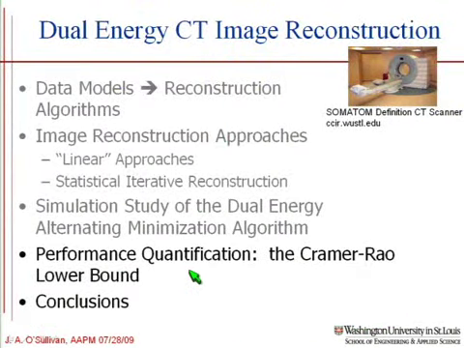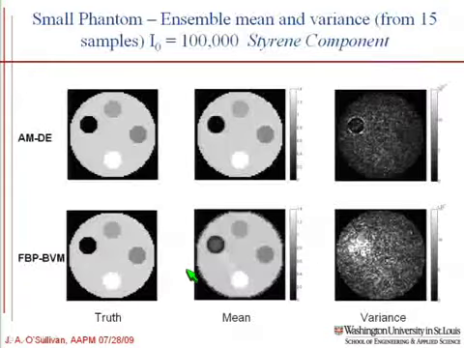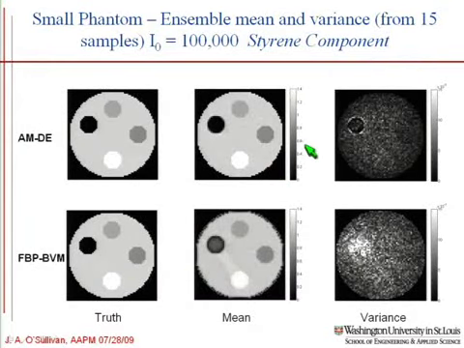So we're also looking at how we can quantify performance analytically. Before we do that, let me just show that these are from 15 realizations with 100,000 counts. These are the mean images. These are the variance images.